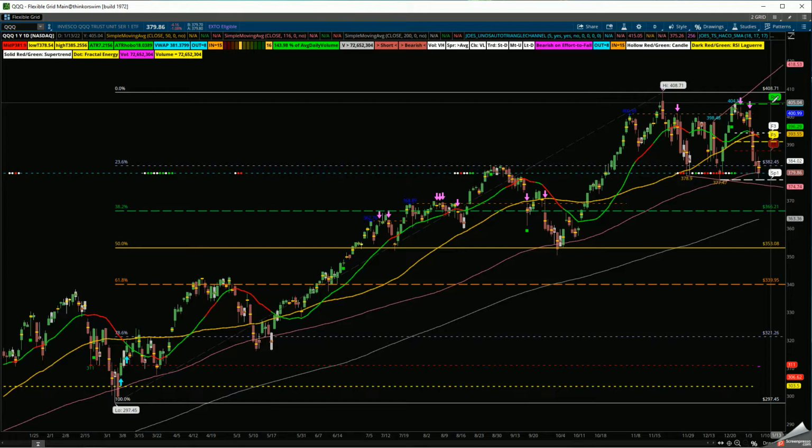Trade what's given to you, have no bias, and make sure you understand the fibs behind the trading. Usually the 38 acts usually as support and the 50 for a nice bounce. This is your 200 simple moving average.